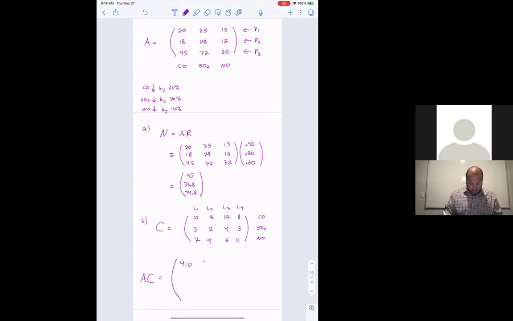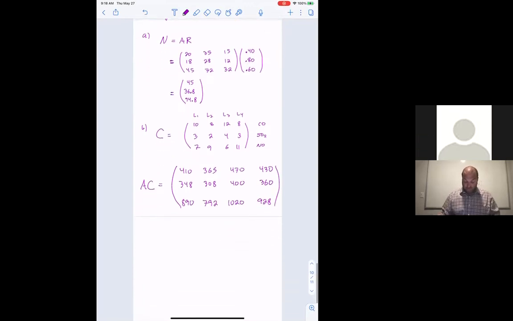410, 365, 470, 430, 348, 308, 400, 360, 890, 792, 1020, and 928. What is the meaning of each of these entries?